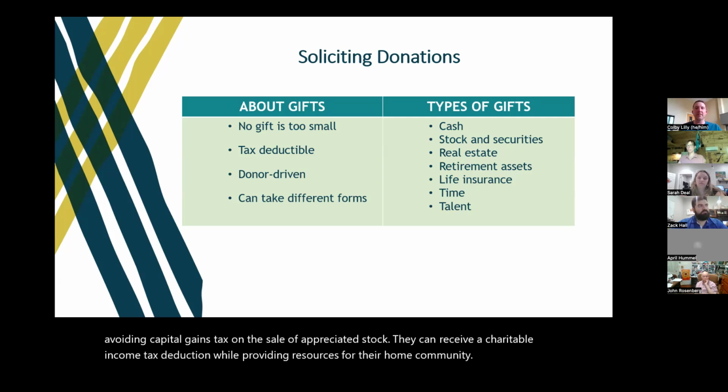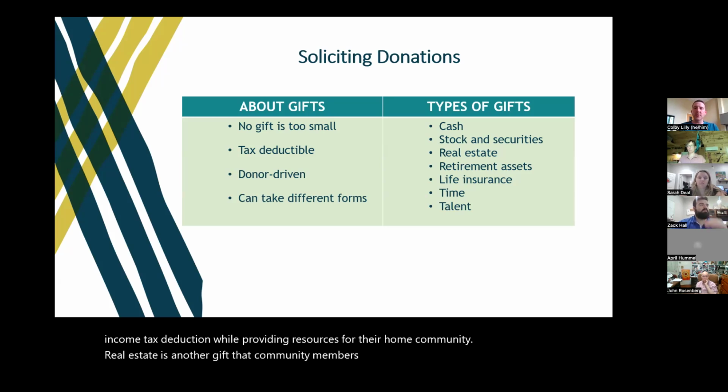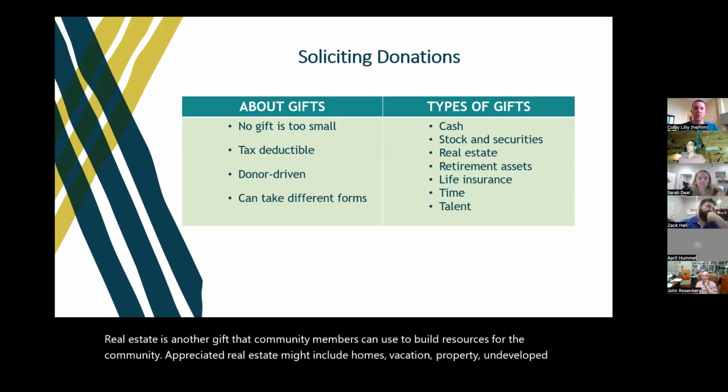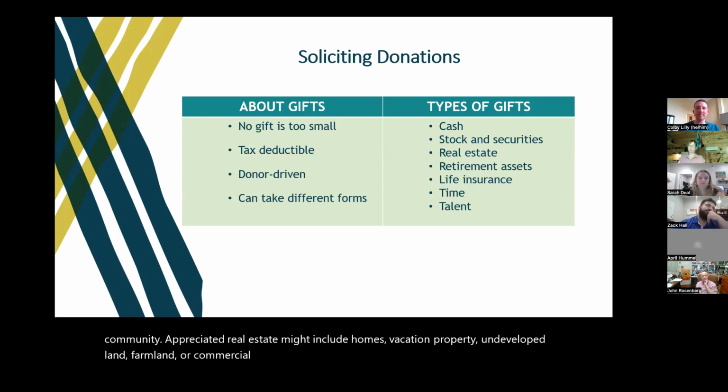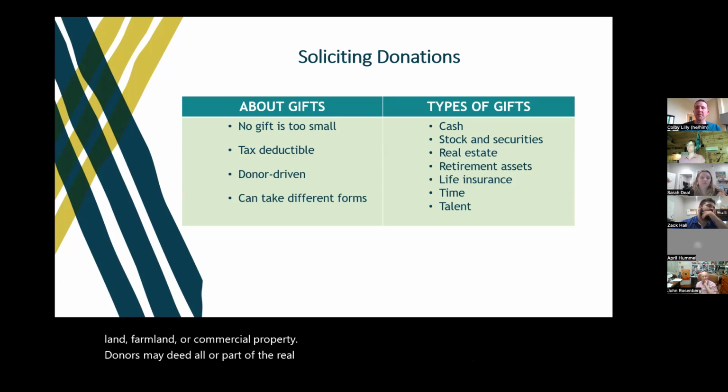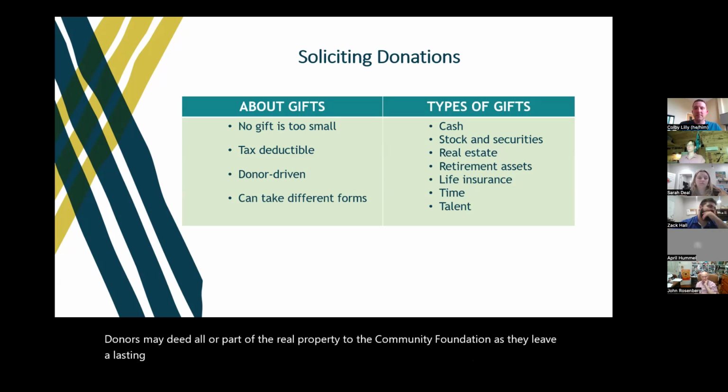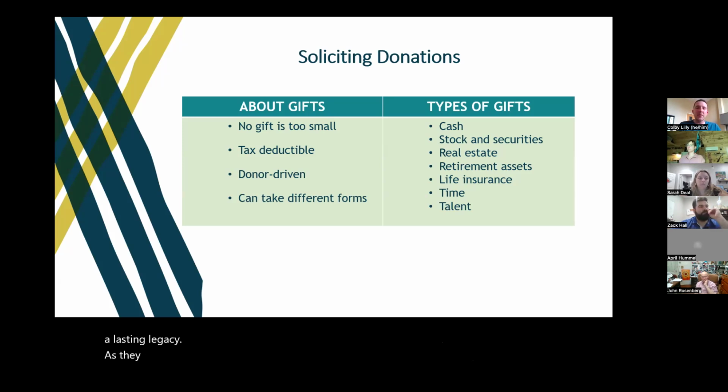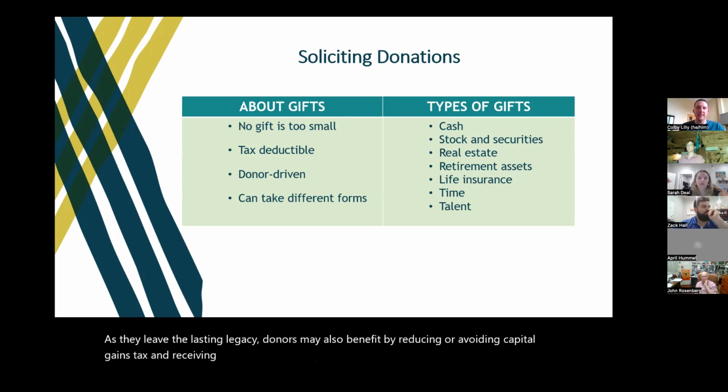Real estate is another gift that community members can use to build resources for the community. Appreciated real estate might include homes, vacation property, undeveloped land, farmland, or commercial property. Donors may deed all or part of the real property to the community foundation as they leave a lasting legacy. Donors may also benefit by reducing or avoiding capital gains tax and receiving a charitable income tax deduction.